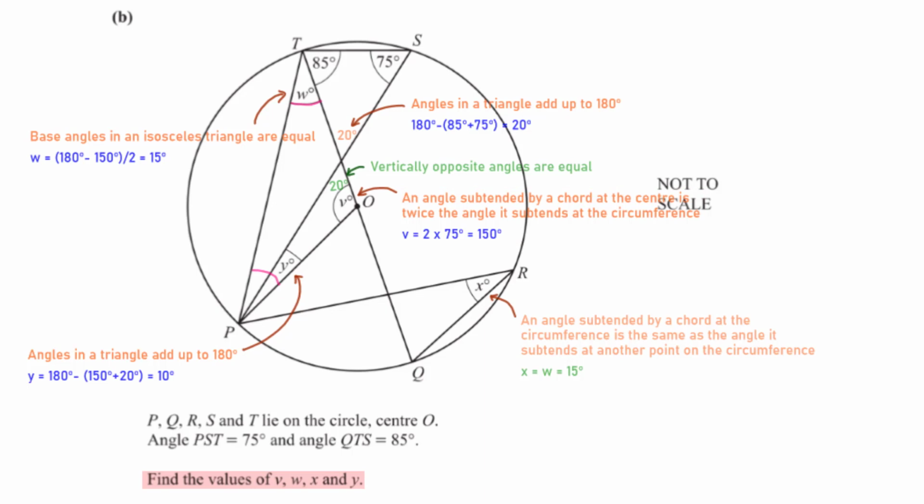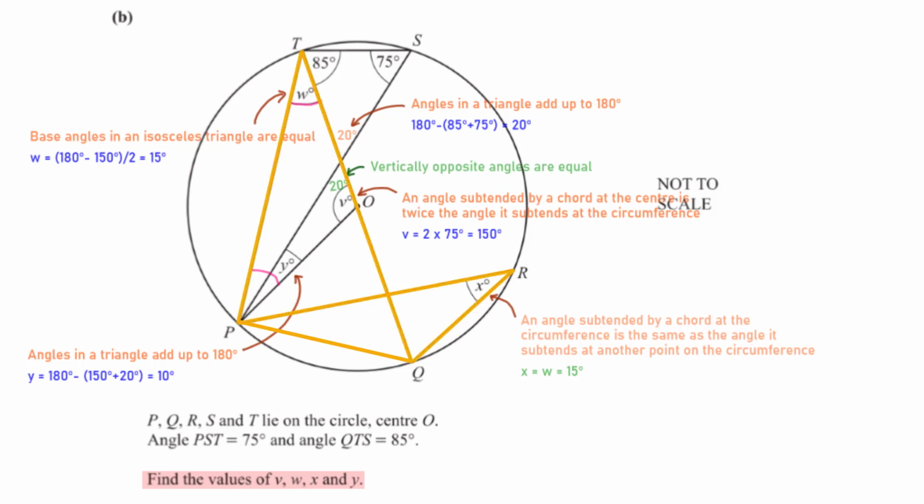OP and OT are radii of the circle. This makes triangle OPT an isosceles triangle. Base angles in an isosceles triangle are equal. So to get W, we subtract 150 degrees from 180 degrees and divide by 2. This gives us 15 degrees.